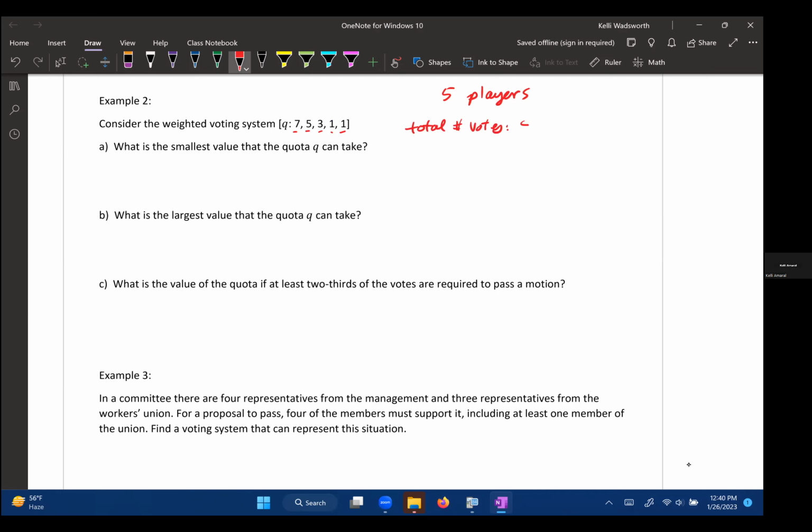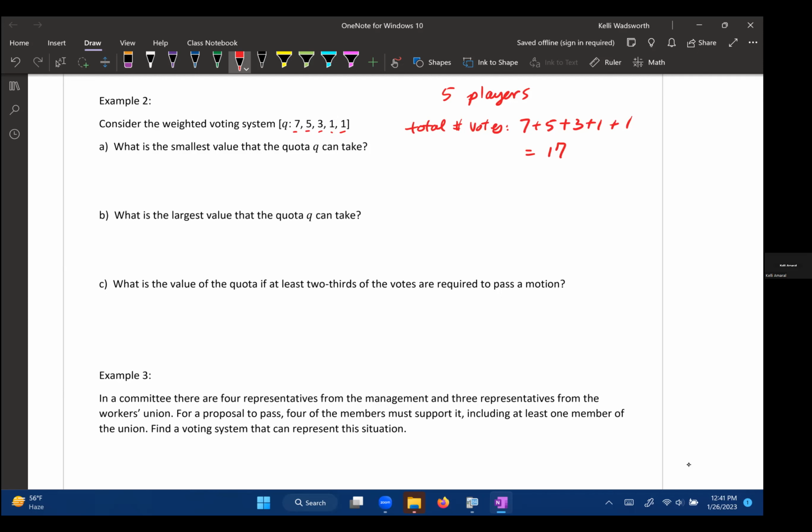Let's see, that's going to be 7 plus 5 plus 3 plus 1 plus 1. What is that? 12, 15, 17. That's 2, 5, 10, 17. Yeah, so just double check there. So the total number of votes is 17. That's good to know, because if we're going to answer these questions, we have to know that.